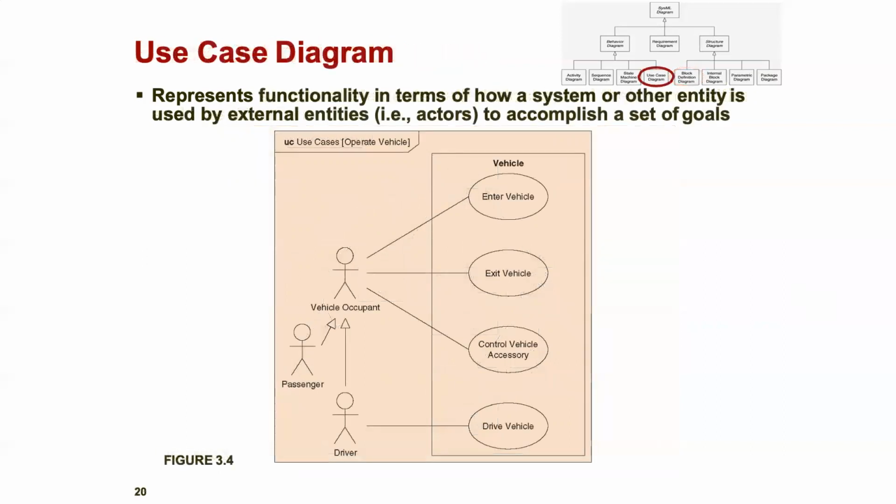For the use case diagram, this represents the functionality in terms of how a system or other entities are used by external entities, that is, actors, to accomplish a set of goals. Once again, we have the automobile example, and we have the driver. The driver drives the vehicle. We have vehicle occupants, for example a passenger, and they can also have certain types of functionality that they can engage with on that vehicle. So we're trying to capture some of those.